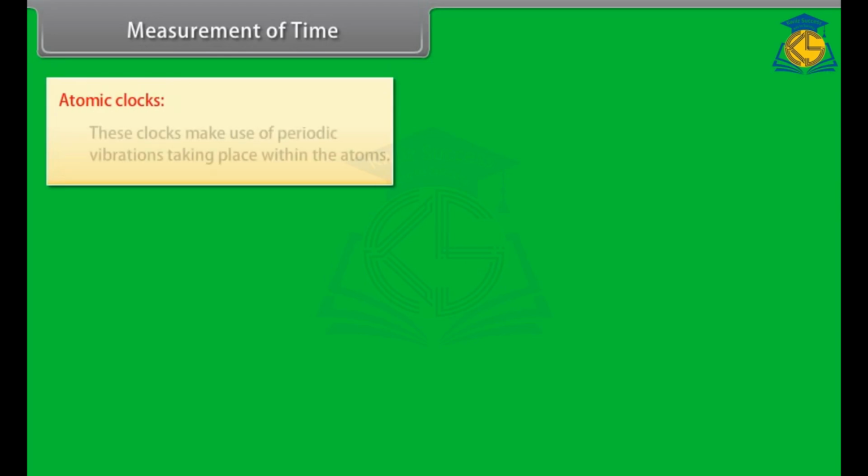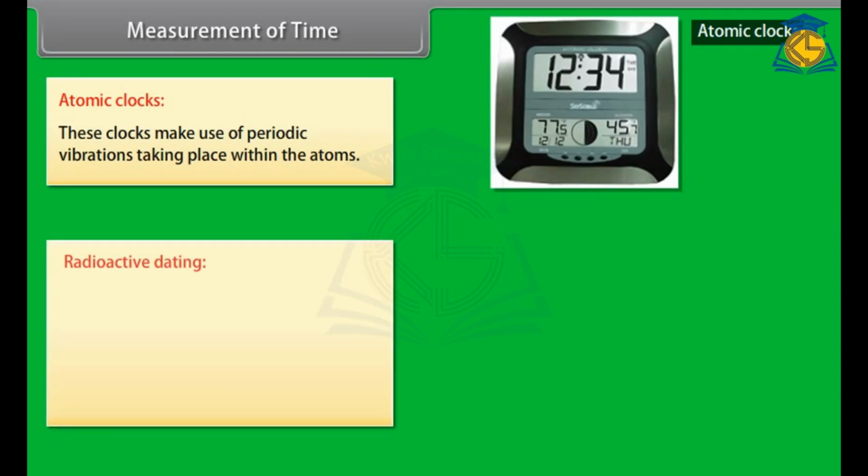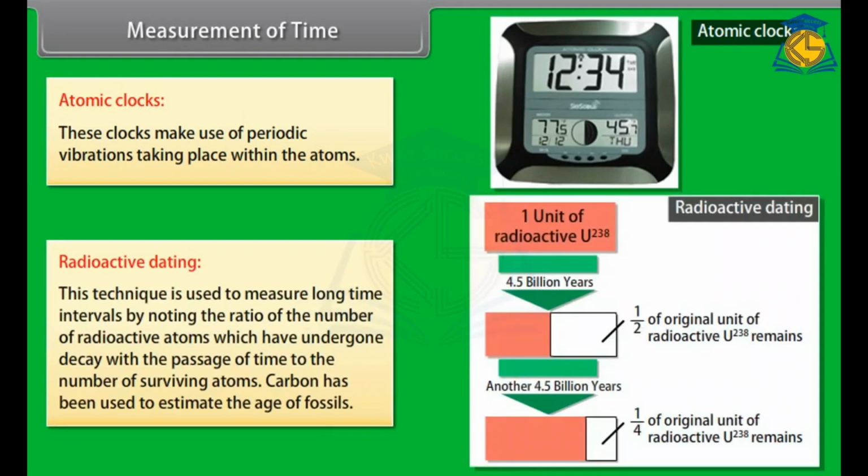Atomic clocks. These clocks make use of periodic vibrations taking place within the atoms. Radioactive dating. This technique is used to measure long time intervals by noting the ratio of the number of radioactive atoms which have undergone decay with the passage of time to the number of surviving atoms. Carbon has been used to estimate the age of fossils.